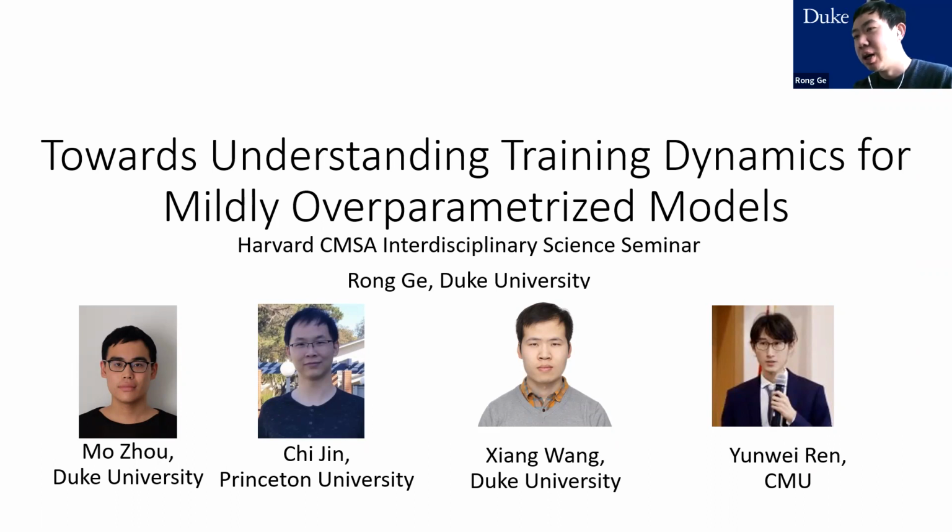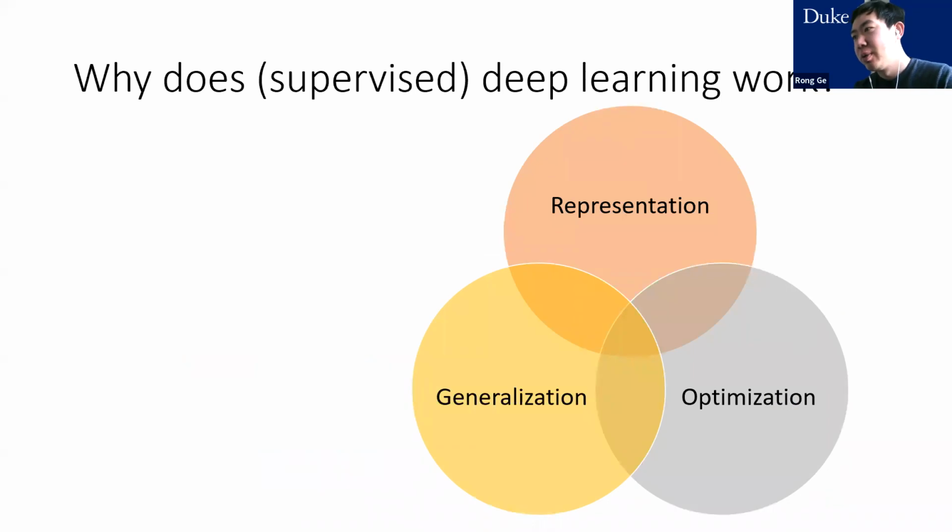Okay, so first, let me explain what mildly overparameterized models are, or even before that, what we are trying to do in this line of work. A question that a lot of researchers working on theoretical understanding of deep learning are trying to answer is, why does deep learning work? And of course, that's a very, very broad question, and we don't have the answer to that.